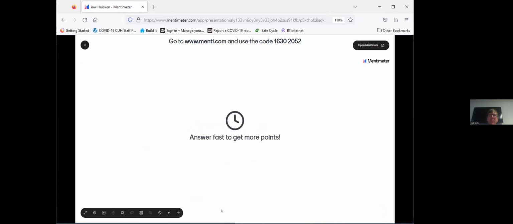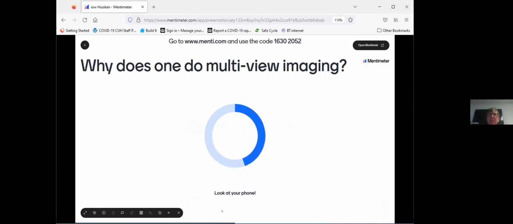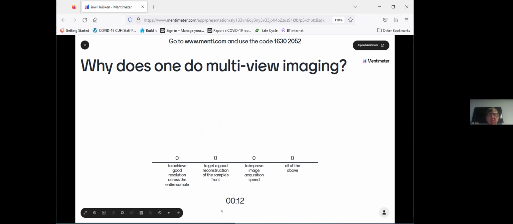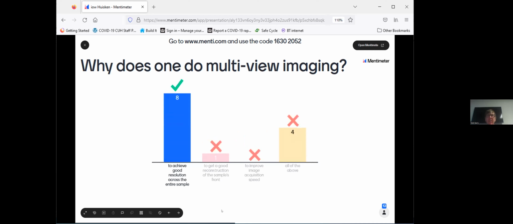Question number 3. Why does one do multi-view imaging? What's the reason for that? Is it to achieve good resolution across the entire sample, to get a good reconstruction of the sample's front, to improve image acquisition speed, or all of the above? What's the most important reason for doing multi-view imaging? And the answer is, no, let's split the audience there. 8 people got the right answer.